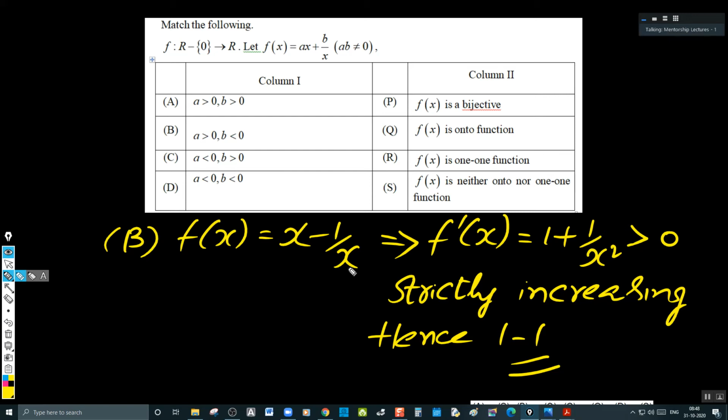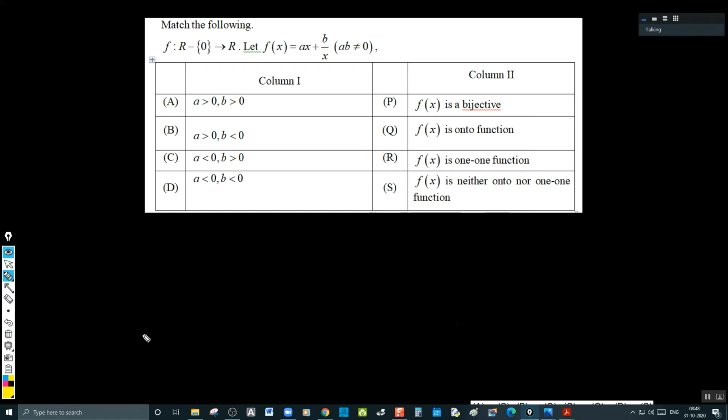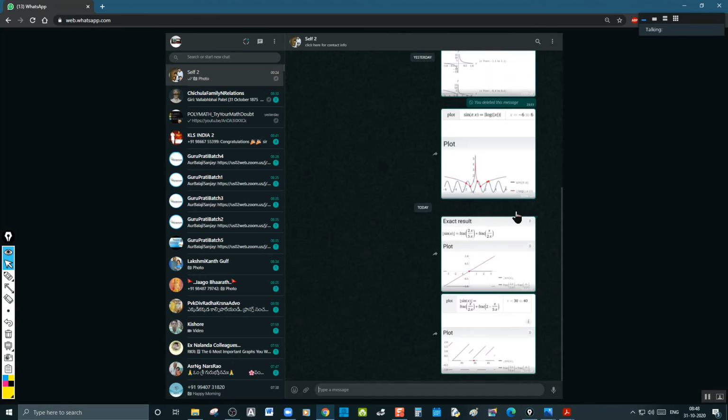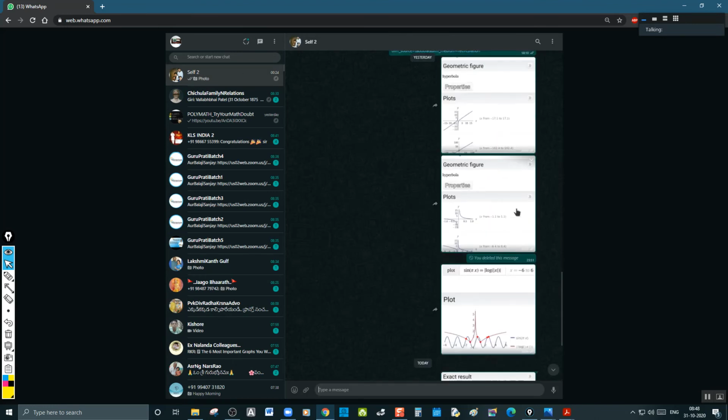Saying x equal to 0 is invalid, you cannot say that. Let me check once. I have taken the graph of it. Just a moment, please. It is failing in this case. This is what you have to think about in the advanced questions. Let me check one moment. Oh, yeah, it is there.